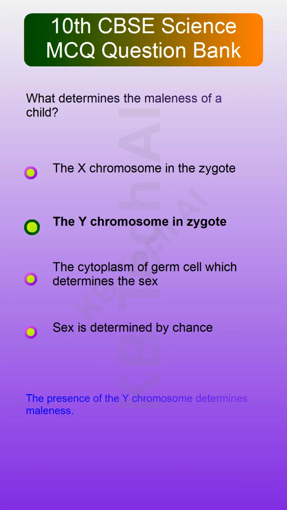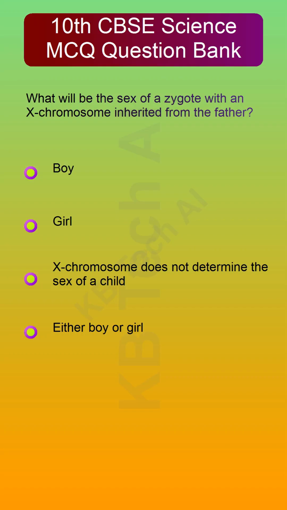The answer is, option 2, the Y chromosome in zygote. What will be the sex of a zygote with an X chromosome inherited from the father? Option 1, boy. Option 2, girl. Option 3, X chromosome does not determine the sex of a child. Option 4, either boy or girl.